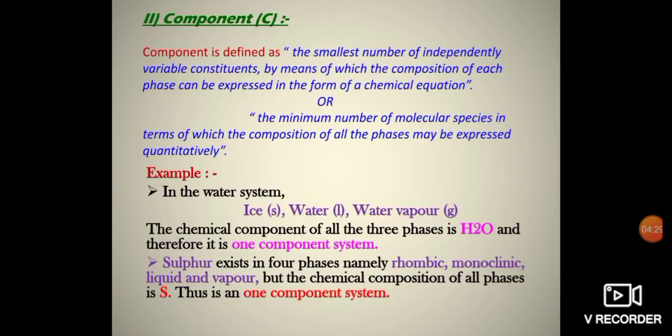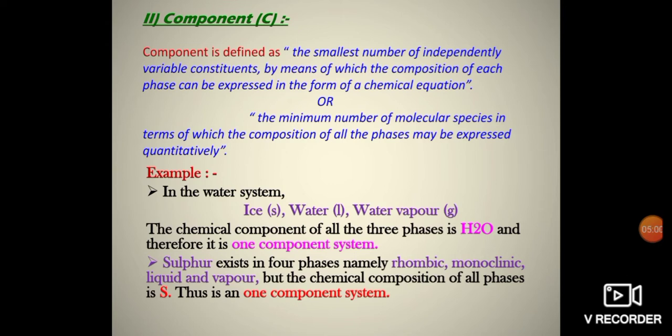Okay, next one, component. We indicate it as C. Component is defined as the smallest number of independently variable constituents by means of which the composition of each phase can be expressed in the form of a chemical equation. Or another definition, the minimum number of molecular species in terms of which the composition of all the phases may be expressed quantitatively.